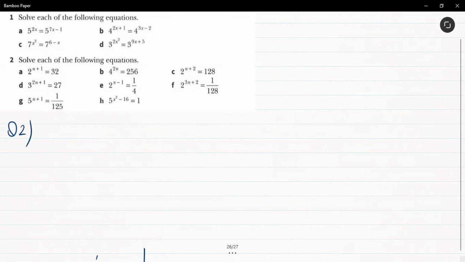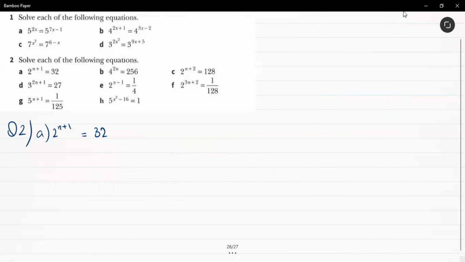Question number 2, we have again: solve each of the following equations. Part A is 2 to the power n plus 1 is equal to 32. So the thing is, we cannot equate the powers until and unless the index are the same on either side of the equals sign.